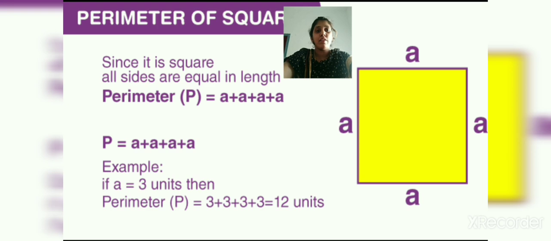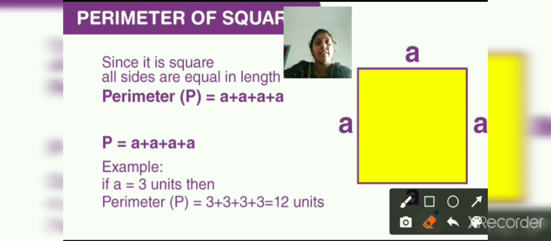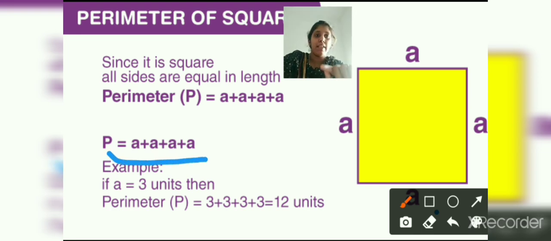Next one, perimeter of a square. What is the property of a square? In a square, all the sides are equal in length. Now, how can we find the perimeter of the square? We have to add all the sides. So P is equal to A plus A plus A plus A. We have 4 sides, so 4 times we are adding.